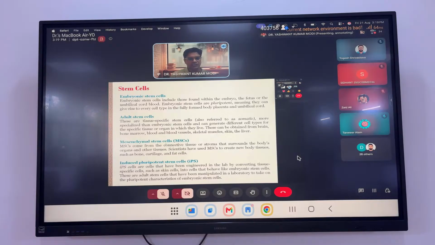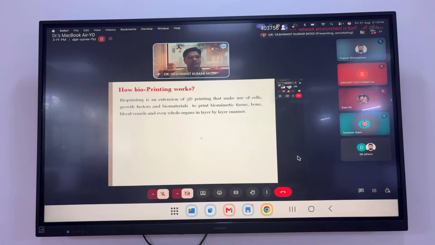These are different types of cells available in the human body. So how does bioprinting work? Bioprinting is an extension of 3D printing or additive manufacturing that makes use of cells, growth factors, and biomaterials to print biomimetic tissues, bone, blood vessels, and even whole organs layer by layer.